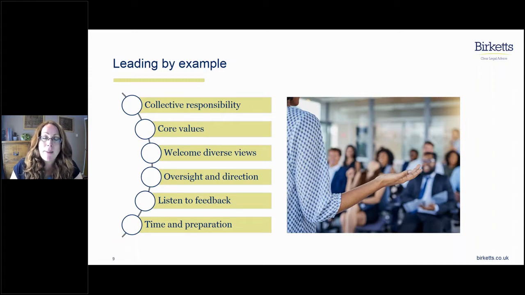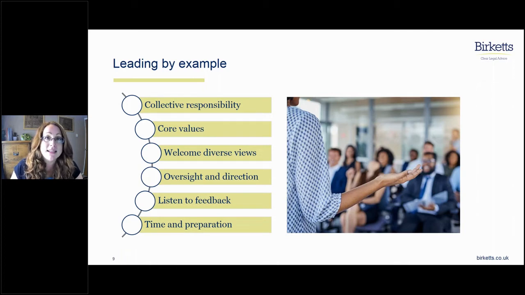So it's about having that collective responsibility, recognizing that you as a group are collectively responsible for the success of the charity, that you agree on a set of core values and the culture that you want to instill within the organization. What matters to you? What's your mission? What are the values that you want to see and the ethical principles that you want to employ in achieving your purposes? Part of this is about welcoming diverse views, and again, we'll talk about that in a little bit when we come on to board effectiveness and the equality, diversity, and inclusion principles.